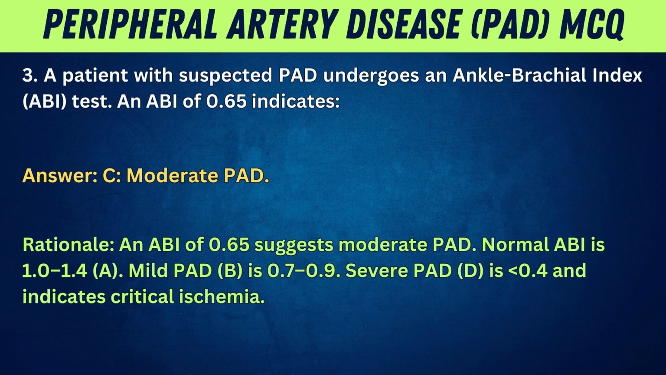Normal ABI is 1.0 to 1.4, A. Mild PAD, B, is 0.7 to 0.9. Severe PAD, D, is less than 0.4 and indicates critical ischemia.